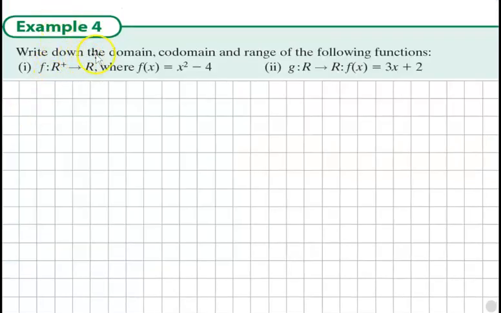Example 4, write down the domain, codomain, and range of the following functions. f from R positive maps to R, where f of x is equal to x squared minus 4. And g from R maps to R, where g of x is equal to 3x plus 2.